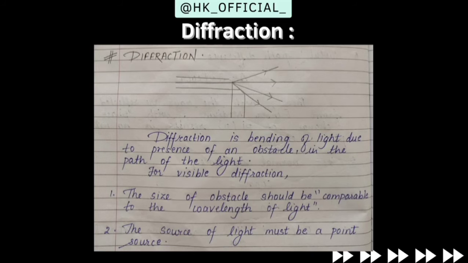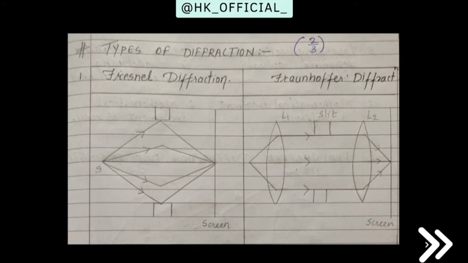This is the main definition which I have written, that diffraction is bending of light due to presence of an obstacle in the path of the light, and for visible diffraction write these 2 points and then go towards the 2 types of diffraction. I hope there is not much in this for explanation. We will explain the types of diffraction. Let's come to these 2 main types of diffraction which are present in our syllabus, that is Fresnel diffraction and Fraunhofer diffraction. I have made a table of difference.